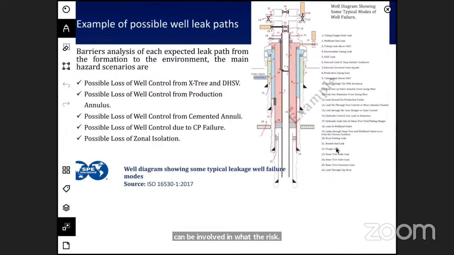Again, these are examples of leak paths which I show you continuously after some slides. Why I'm trying to show you this again and again is because when we are doing risk assessment, we have to consider all the scenarios of failures. Depending upon what we see on the surface, we have to see all types of related failures which can happen for that particular well. And the highest risk is considered as the risk for the well.